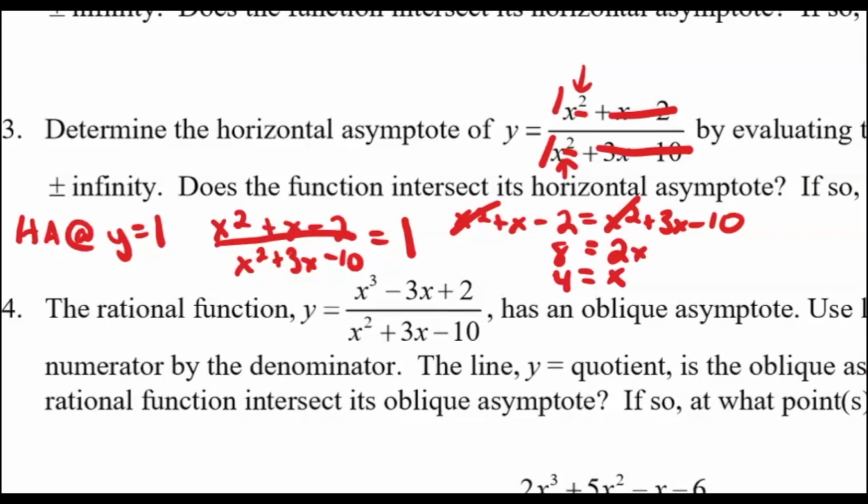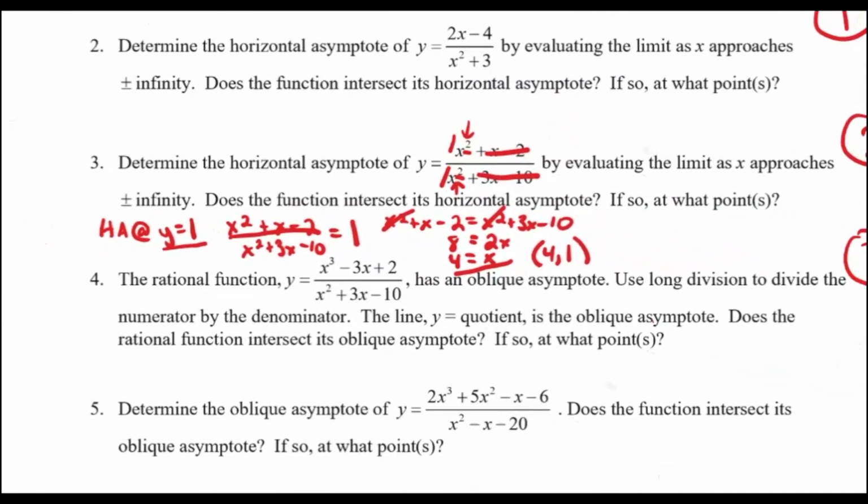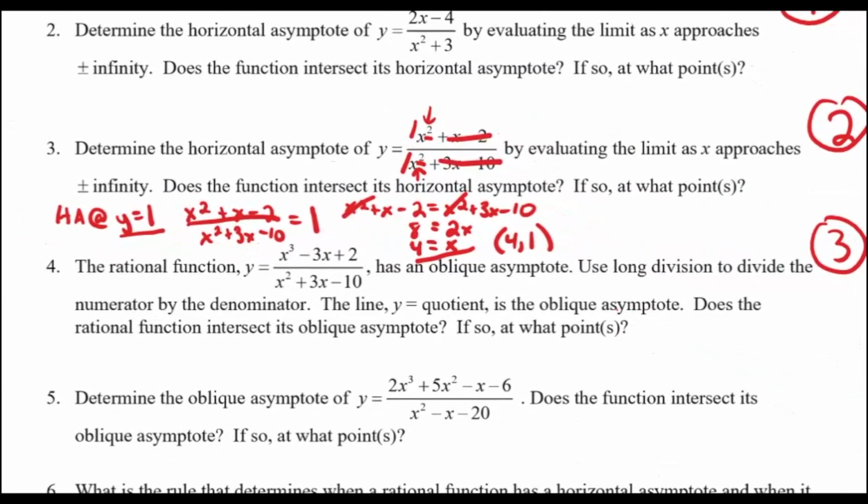And since we have x equals 4, and over here we know the horizontal asymptote is 1, that means the point of intersection is at 4, 1. So that would be where it intersects it. So yes, it intersects it at the point 4, 1 would be how you would have to answer this question.